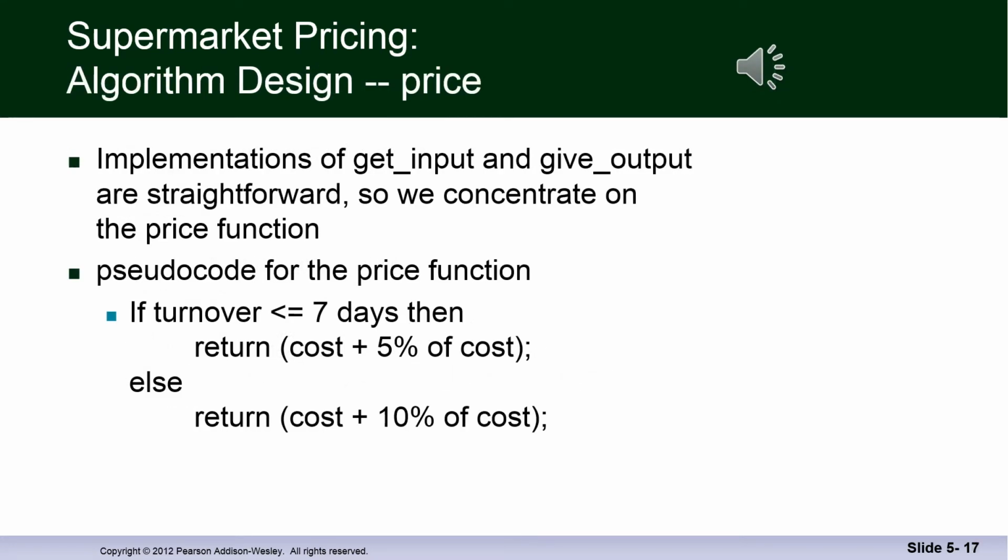The implementations of getInput and giveOutput are very straightforward. So this slide focuses on the development of the price function. Here's pseudocode for the price function. If turnover is less than or equal to 7 days, then return cost plus 5% of cost. Else return cost plus 10% of cost. There's only two scenarios.